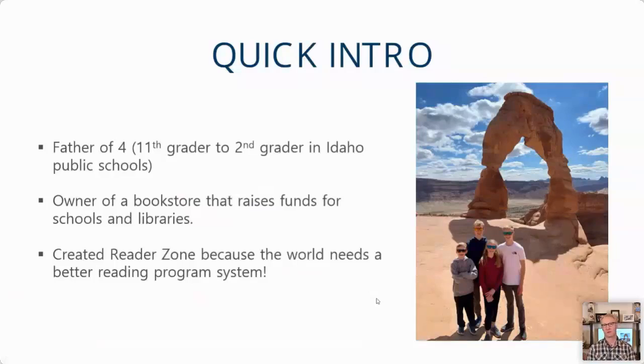My wife and I have 4 children in Idaho schools. My eldest is a junior. My youngest is a 2nd grader, and we have a freshman and a 5th grader. I have owned an online bookstore since 2006. And our goal with the bookstore is to raise funds for schools and libraries all over the United States. And it's been really great to own the bookstore and see how that works, and really be a literacy advocate for about, I guess, 16 years now.